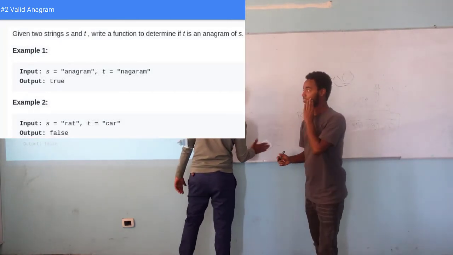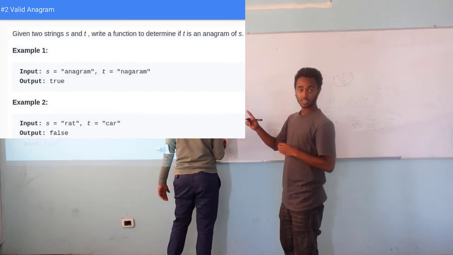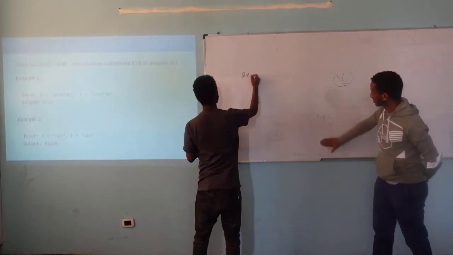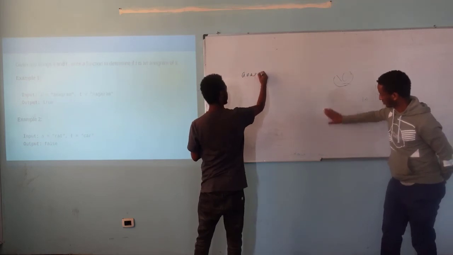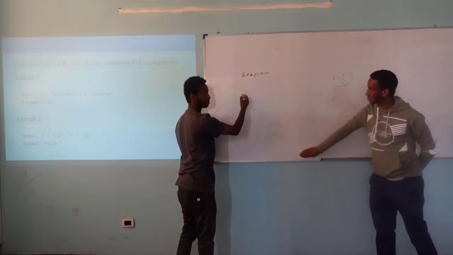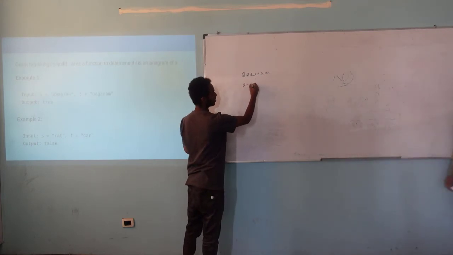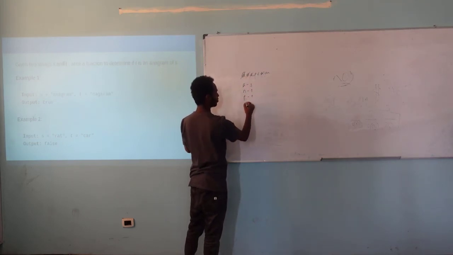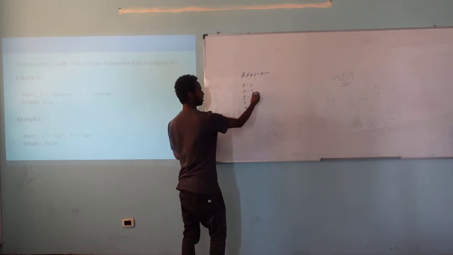First, we'll make a map from each character to its count. For example, for the word anagram, we make a map from each character to its count. For example, there is 3 A's, and there is 1 N, 1 G, 1 R, and 1 M, right?